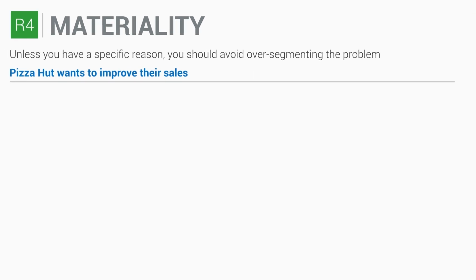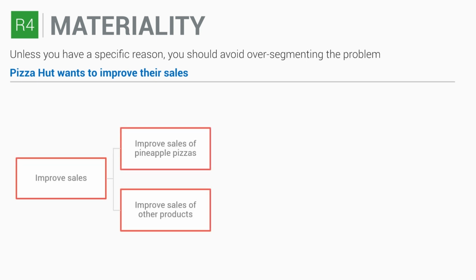Unless you have a specific reason, you should avoid over-segmenting the problem. Remember that your time with the case is limited. Thus, you should make sure that every branch you discuss is important enough to warrant the interviewer's time. In the pizza case, an example of over-segmenting would be breaking down sales into improving the sales of pineapple pizzas and improving the sales of other products.